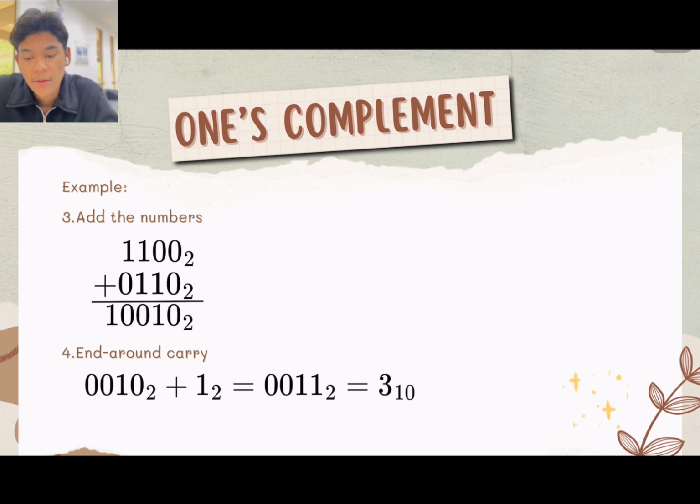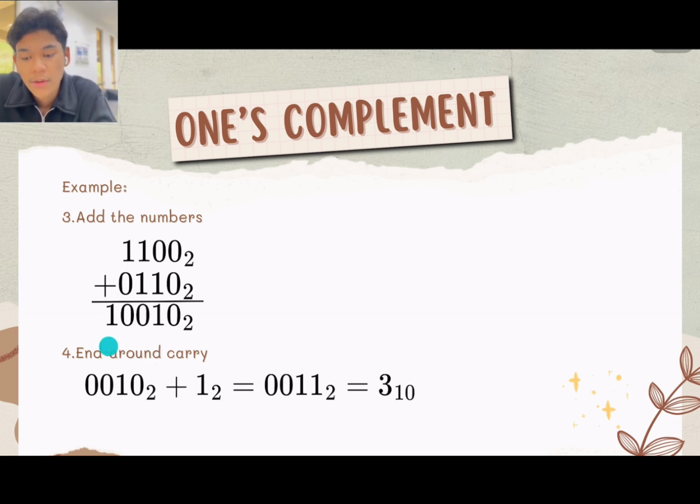Now, after adding, we should be able to get 10010 base 2. Now, if you can see, there is an overflow in the addition. However, with 1's complement, what you're going to do with the overflow is take it out and then add it to the original summation.